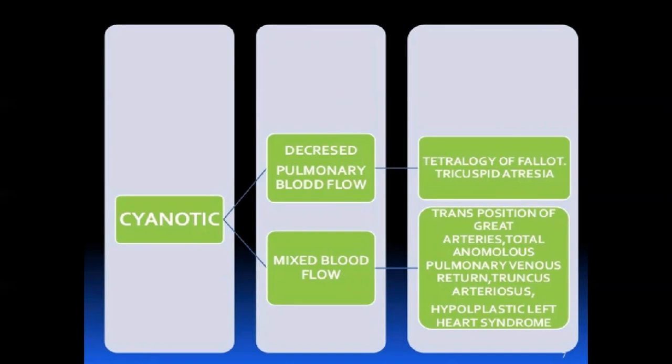Now, cyanotic classification of congenital heart disease. So, cyanotic causes decreased pulmonary blood flow and mixed blood flow. Decreased pulmonary blood flow causes tetralogy of Fallot and tricuspid atresia. Mixed blood flow: transposition of great arteries, total anomalous pulmonary venous return, truncus arteriosus, and hypoplastic left heart syndrome. We will discuss them broadly.